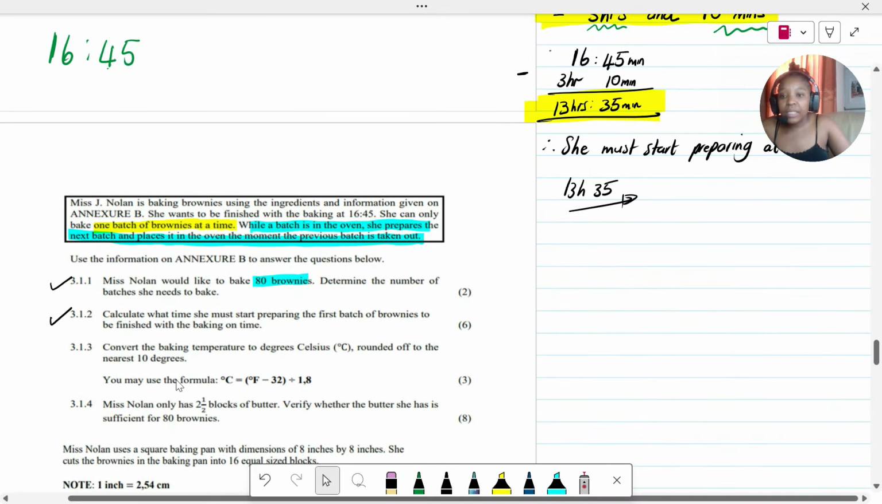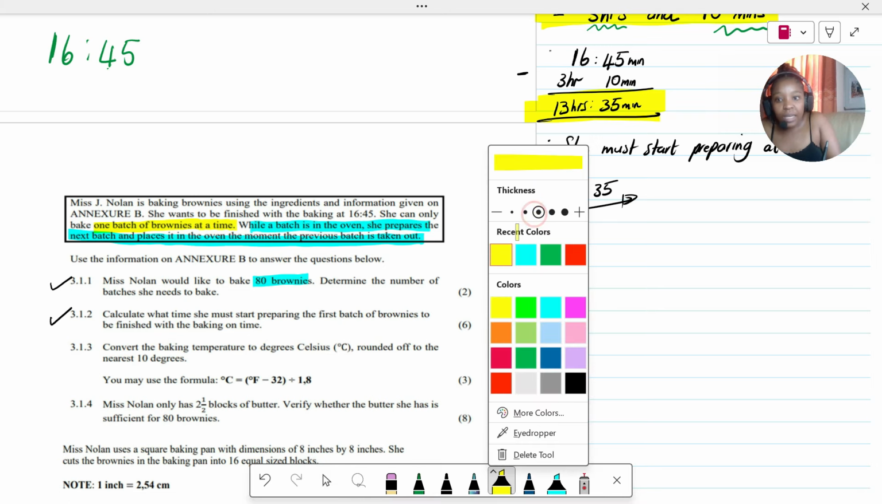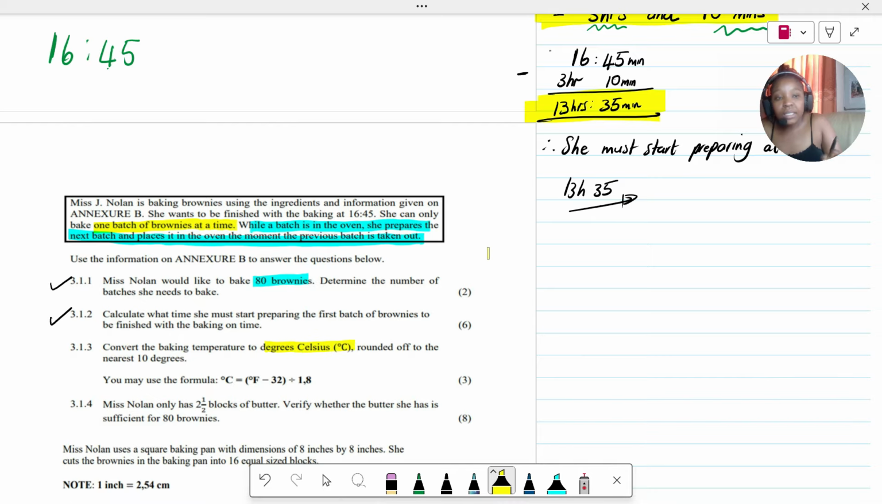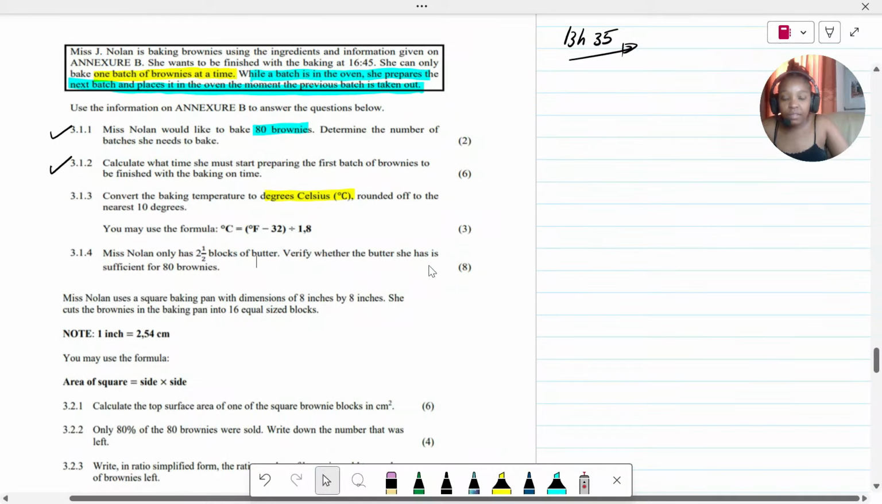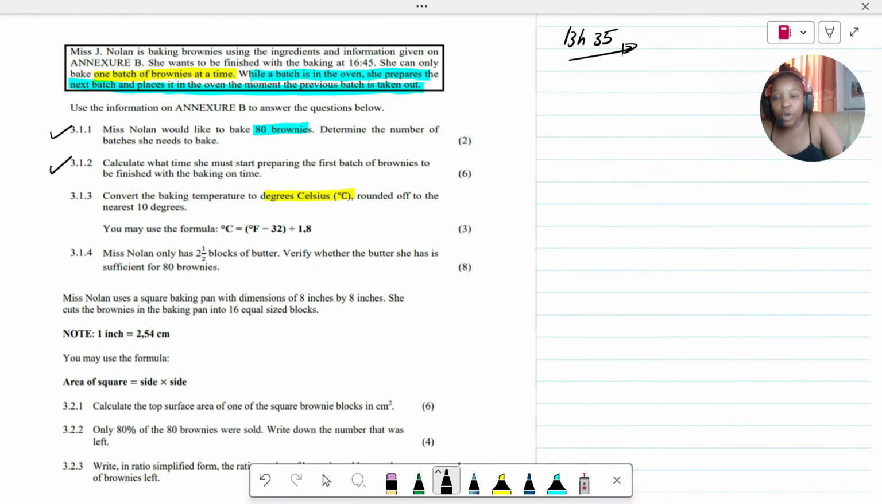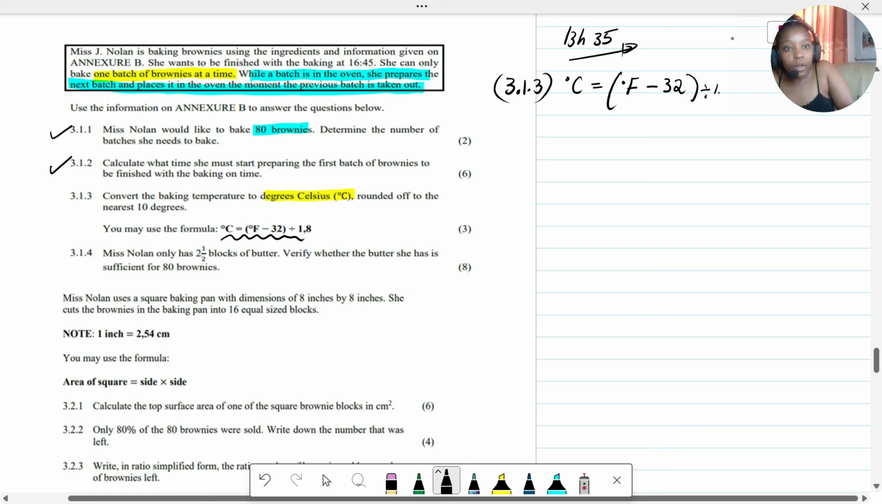Question 3.1.3 says convert the baking temperature to degrees Celsius, rounded off to the nearest degree. So we want to convert the value that's given to us to degrees Celsius. Remember, we said that we need to set our oven to 330 degrees Fahrenheit. So how are we supposed to convert that to degrees Celsius? We are given the formula we are supposed to use: degrees Celsius is equal to degrees Fahrenheit minus 32, divided by 1.8.